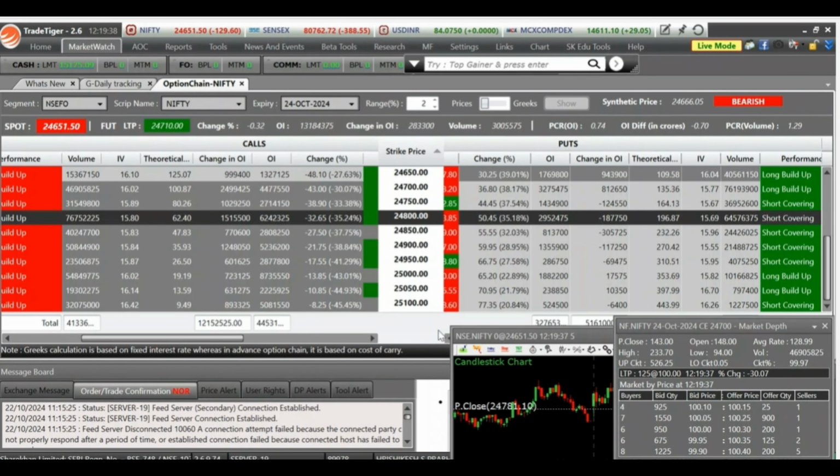So 24,600 and 24,500 are very important supports for Nifty, whereas 24,800 and 25,000 are crucial resistances for Nifty. In order to be safe, one can look at buying put opportunities with a stop loss of 24,600, 24,500 on the investor side. The stop loss will be 24,600, with targets of 24,800 and 25,000 on the high side.